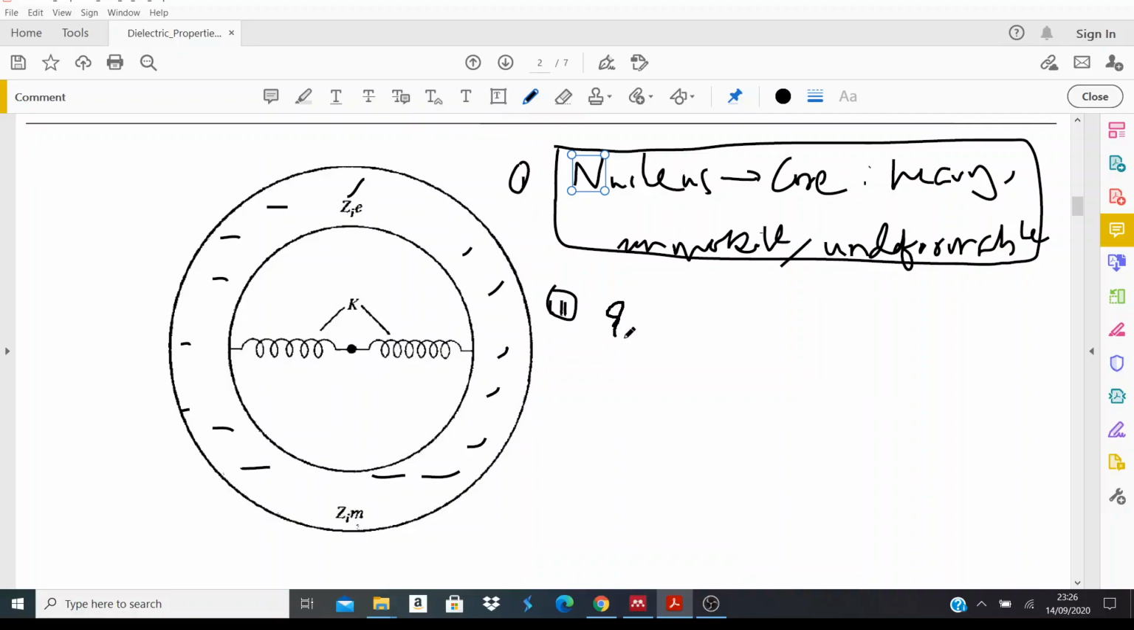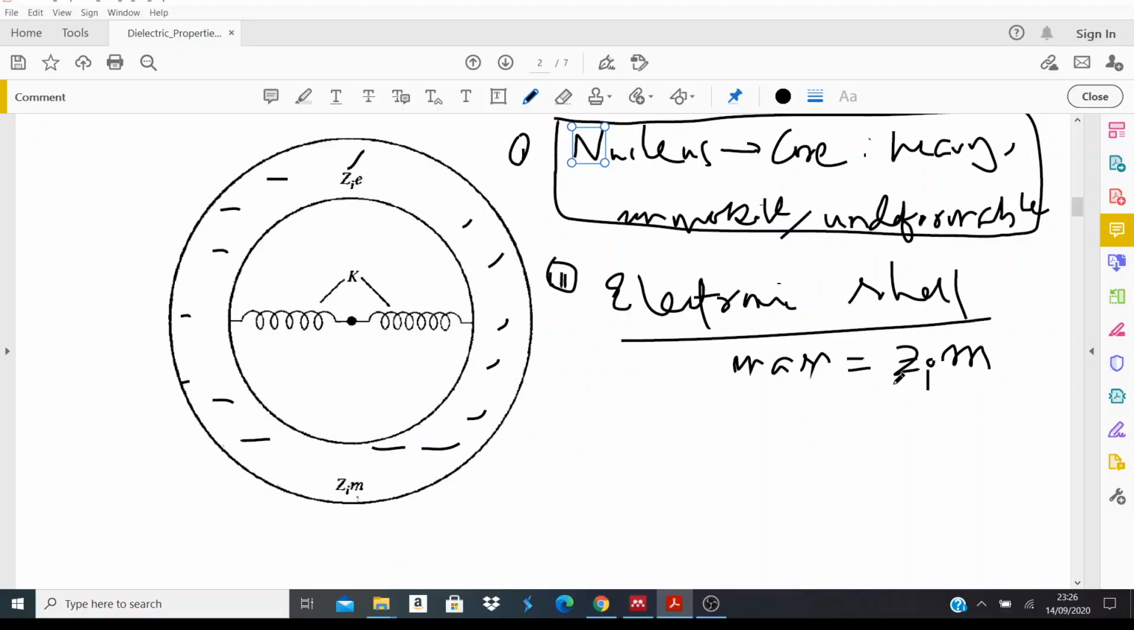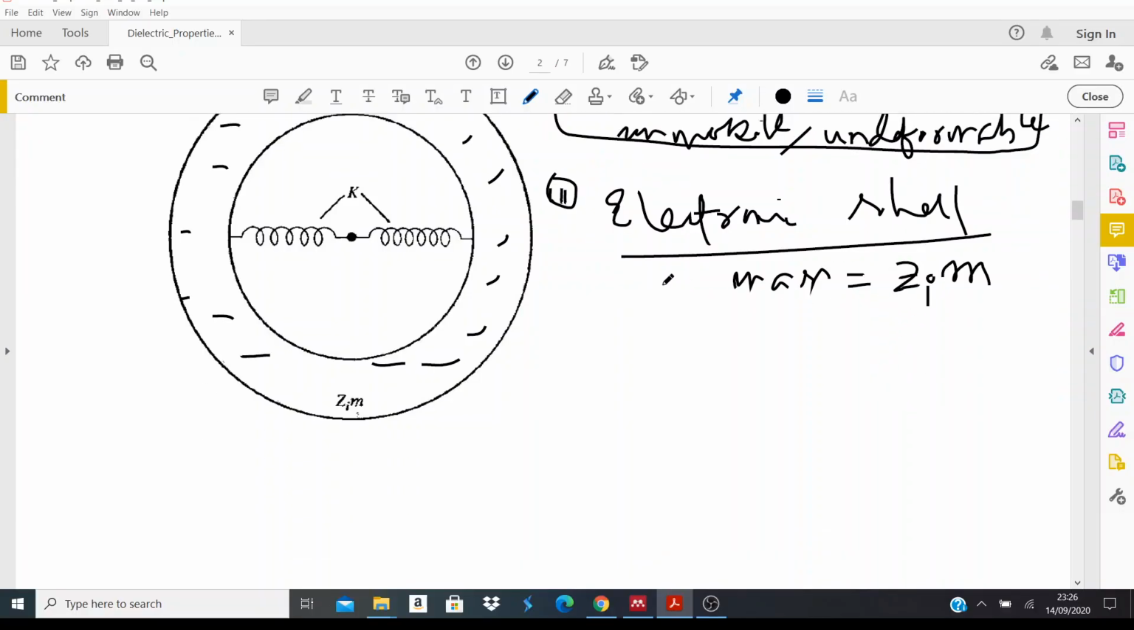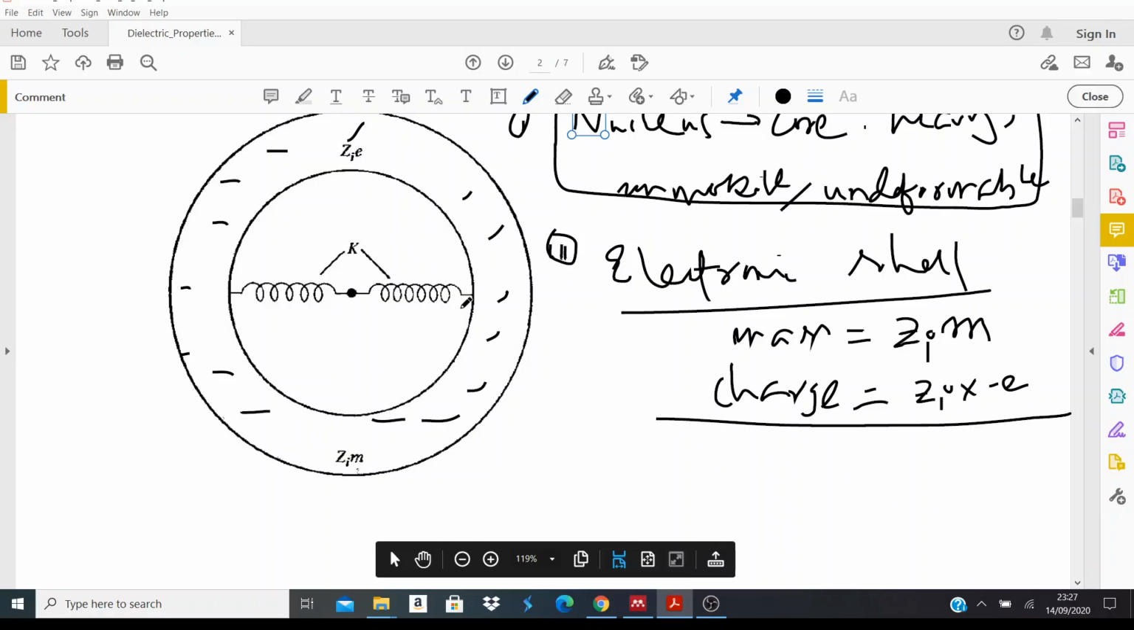And this electronic shell that we are considering around the core has a mass, which is nothing but the number of electrons, let's say Zi, times the mass of the individual electron m. All the electrons have the same mass, so that's Zi times m. And the shell also has some charge, which is Zi times minus e, because an individual electron has charge of minus e.